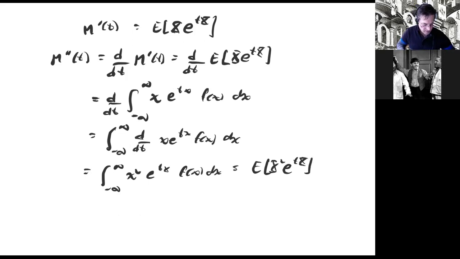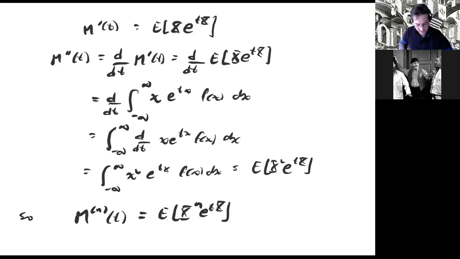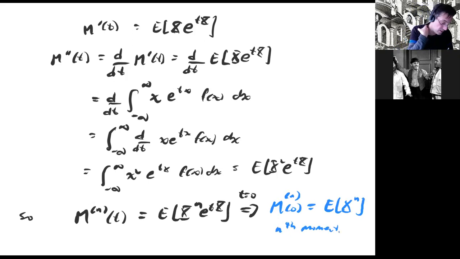So you can see the pattern. The nth derivative of the moment generating function is equal to the expected value of x to the n e to the tx. And if we evaluate this at t equals 0, we get the following fact, that the nth derivative evaluated at 0 is equal to the expected value of x to the n, the nth moment of the random variable. This is where the moment generating function gets its name from, in fact. Okay, so this is really, really neat, in my opinion.